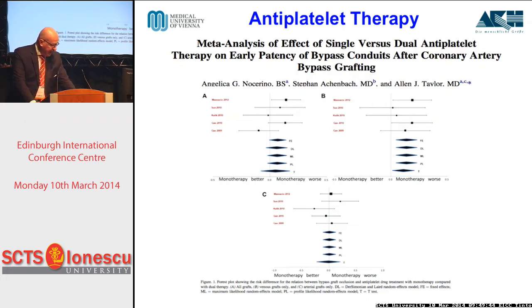Now, if we look at antiplatelet therapy, does that matter? Yes, if the patient receives vein grafts. This is data from a big meta-analysis, and you see in the right upper panel B that there is, of course, an improvement in patency of bypass grafts from all studies if the patient receives dual antiplatelet therapy as opposed to only aspirin.